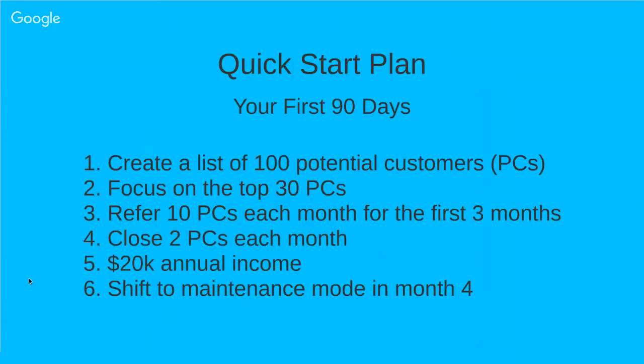We want you to go through the mental exercise of which of your potential customers, your contacts, would be most likely to be successful. So we want you to focus on your top 30. And then we'd like you to refer 10 of those each month for the first 3 months. And based on our statistics, we'll close about 2 of those each month. And based on our general idea of how much our pricing is, that'll end up being about $20,000 annual income to you.